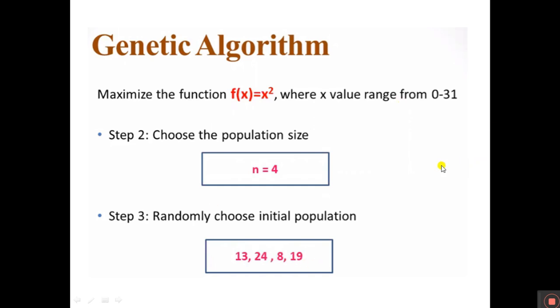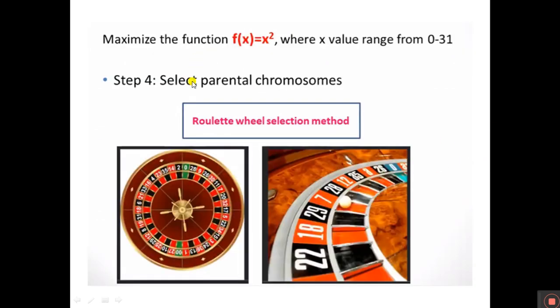The next step, select parental chromosomes. So this step is an important one. We need not consider all 4 elements for the next generation. Whichever the best values, we can choose those for the next generation. Here I am going to use the roulette wheel selection method.